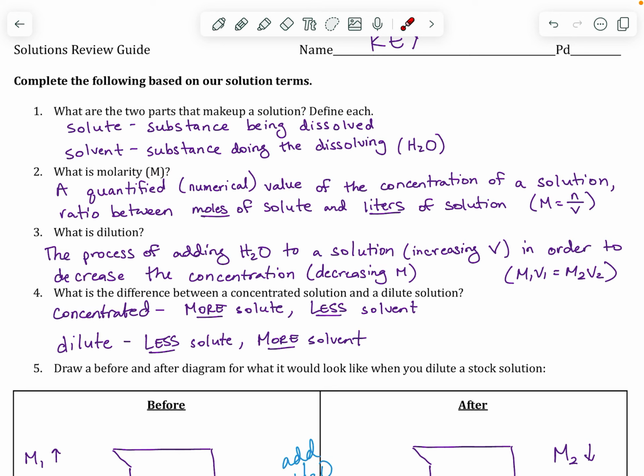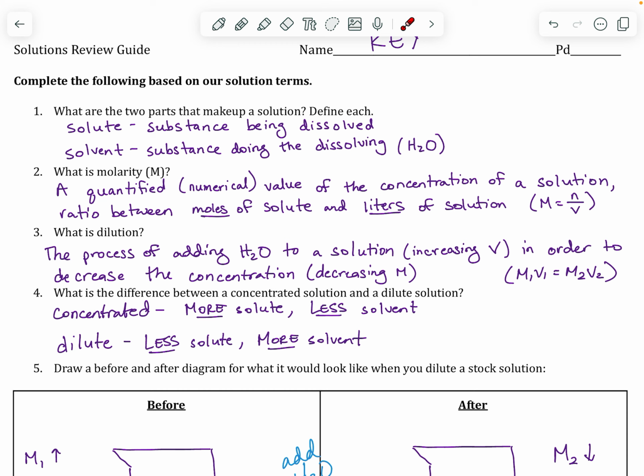All right, so today we're going to go through the solutions review guide. We're going to kind of breeze through the first page. The first page is a lot of just definitions. There was a lot of vocabulary during this unit, so we just want to be comfortable with a lot of the terms that we use that will be brought up, especially when you're asked questions about certain things.